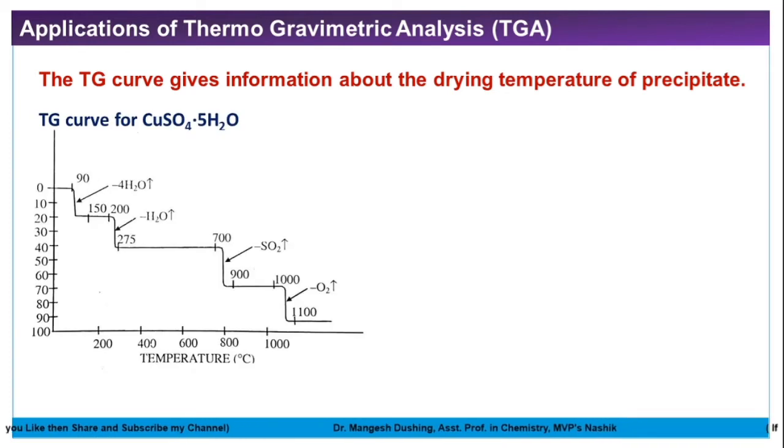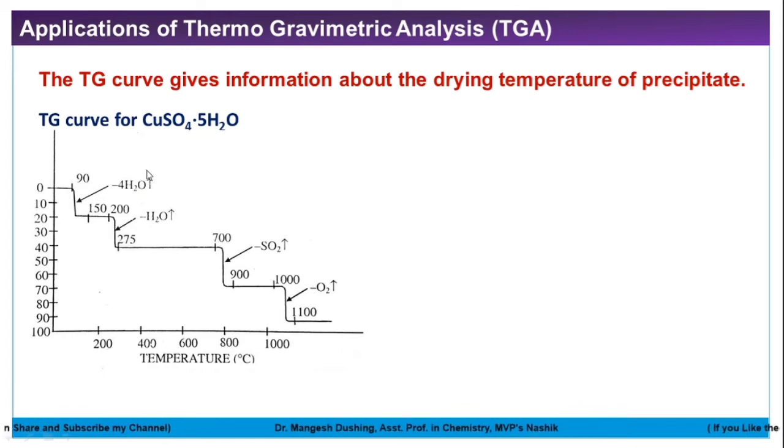Suppose this is a thermogravimetric curve for CuSO4·5H2O. The thermogravimetric curve gives information about the drying temperature of the precipitate obtained in gravimetric analysis. The suitable ignition temperature of the compound can also be determined. For example, this is the thermogravimetric curve for CuSO4·5H2O, the pentahydrate copper sulfate.